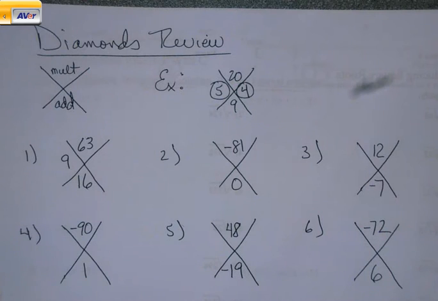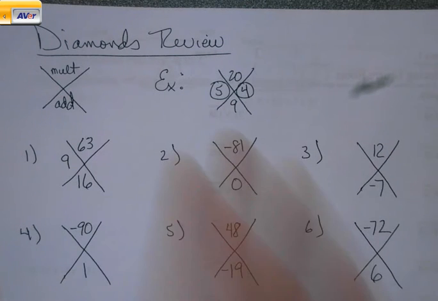So we are going to start with a diamond review. Now, maybe you've seen the diamonds before, maybe you haven't. This is kind of an intro to factoring that we're going to get into. Because when we're factoring, we need to be able to figure out pairs of numbers that multiply to one value, yet add up to another.